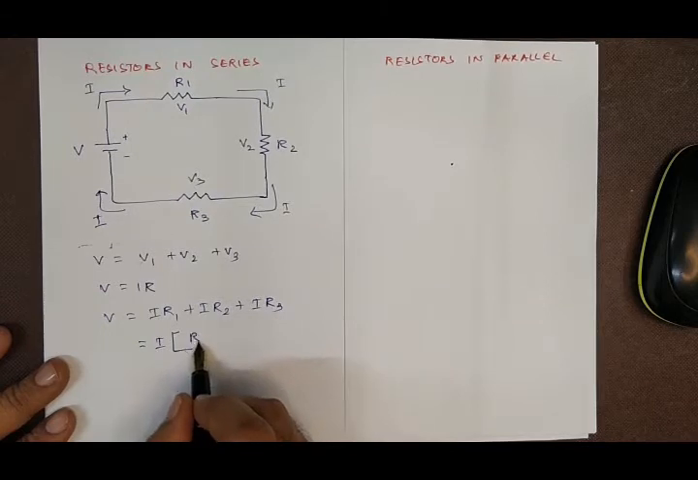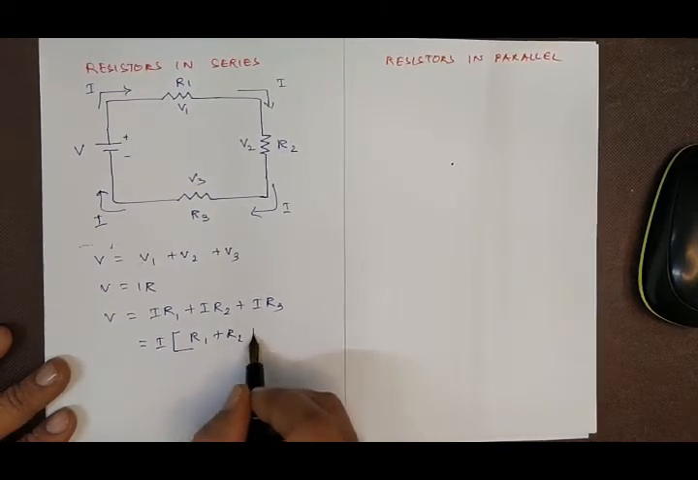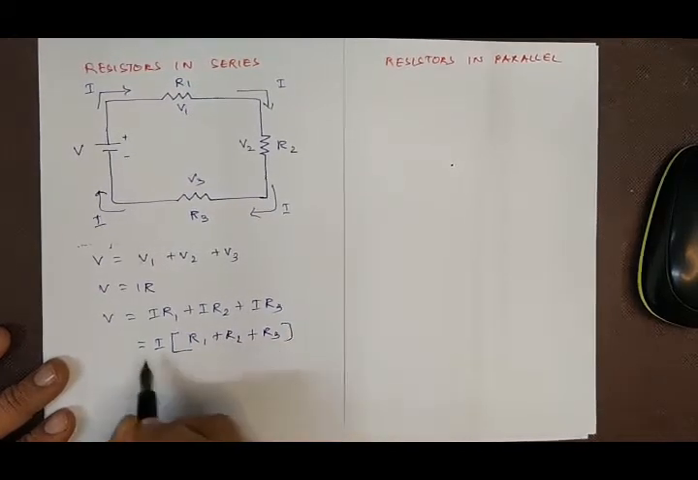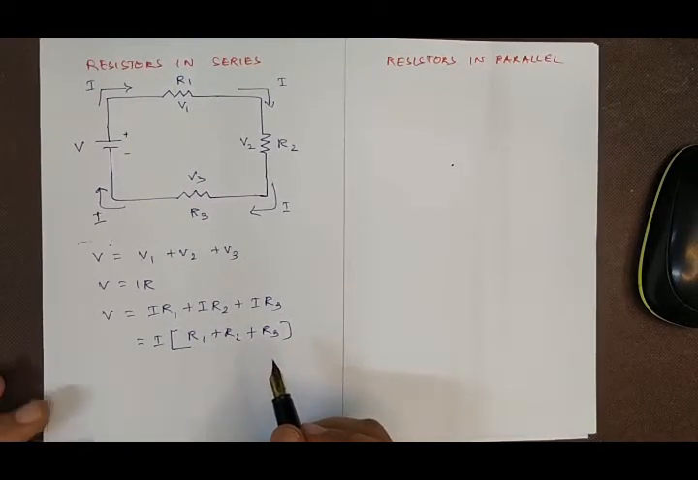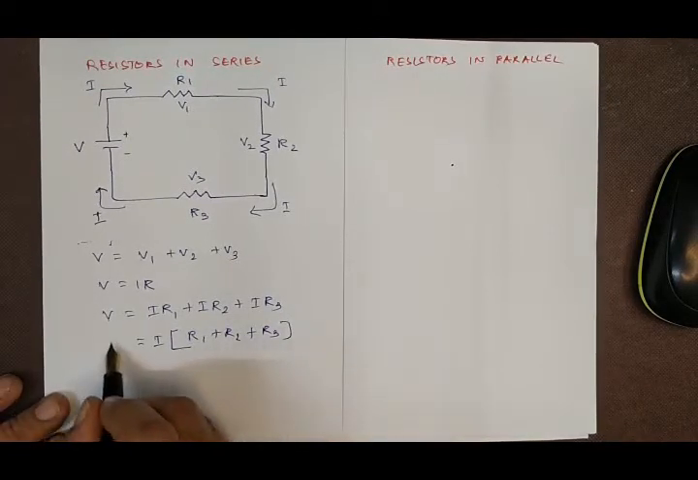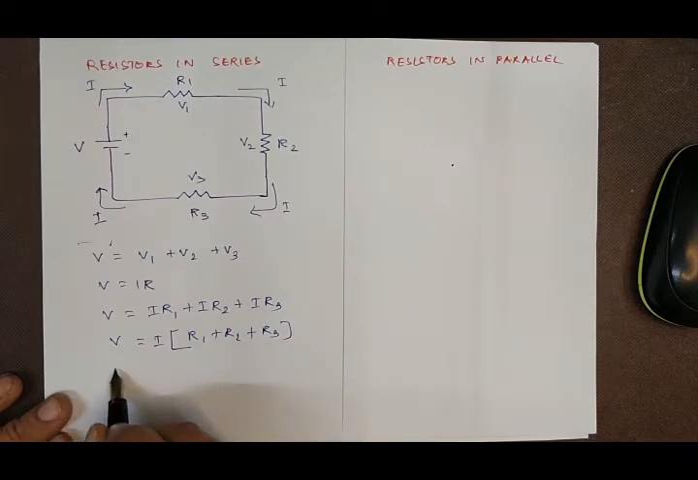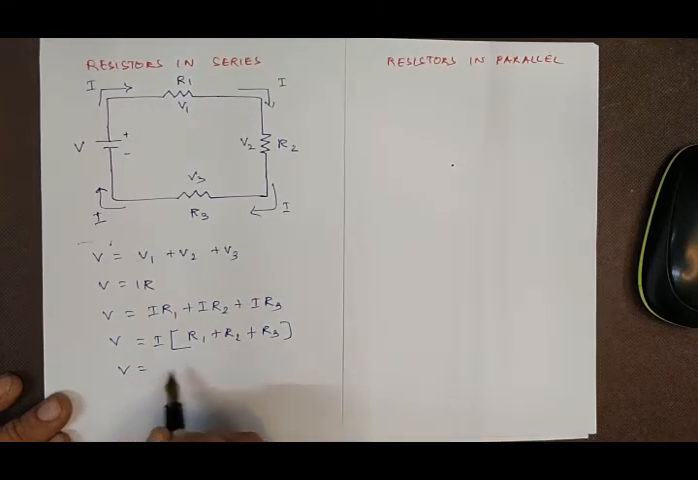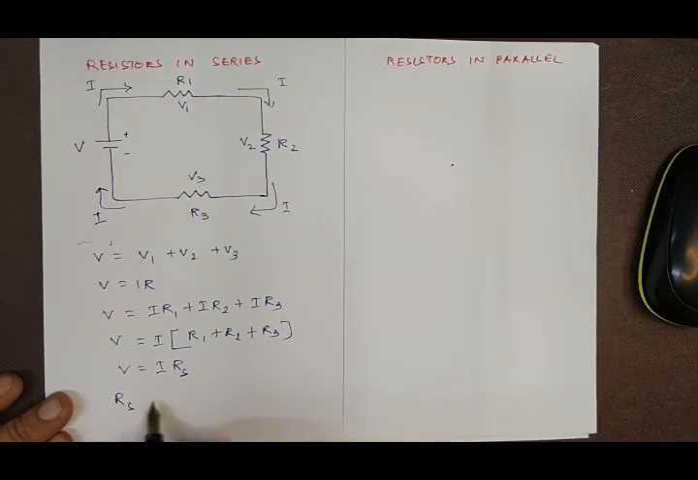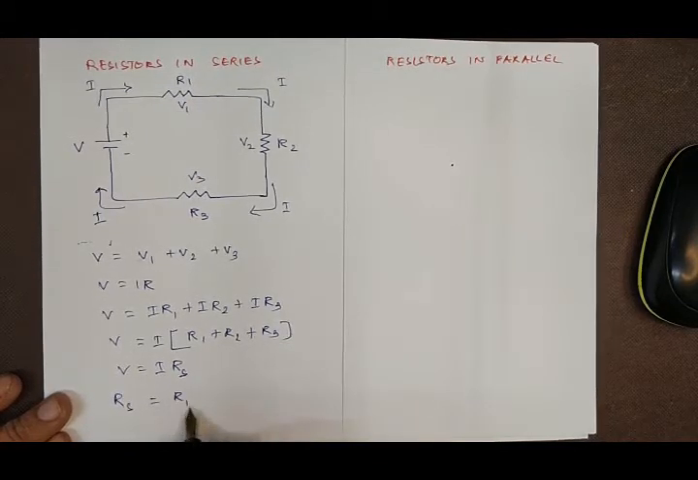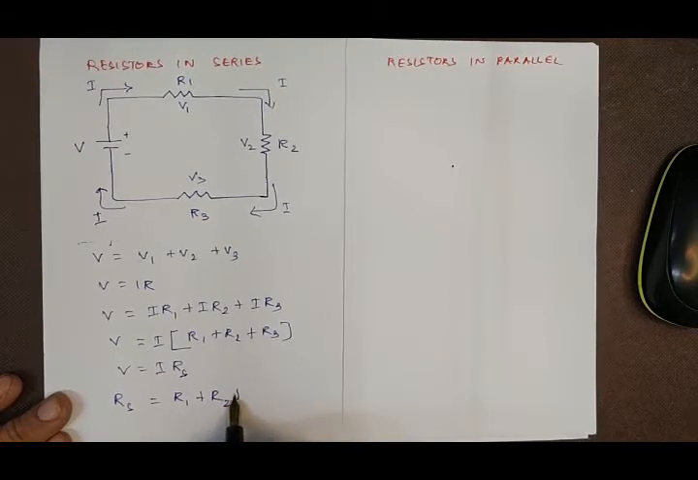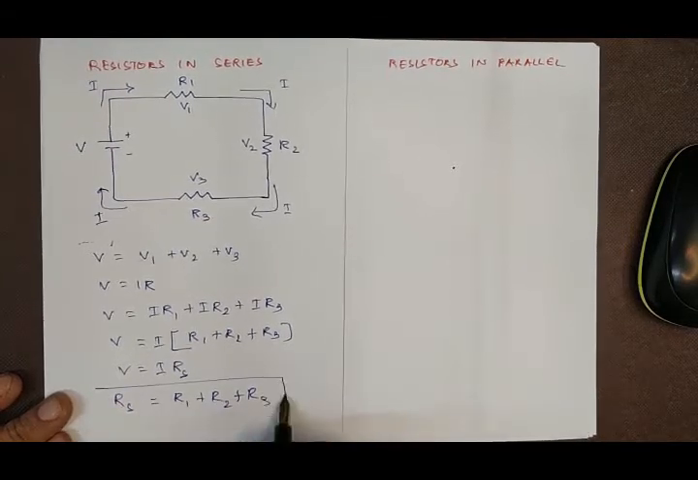So R1 plus R2 plus R3. So I into R1 plus R2 plus R3. So this is V. So V is equal to I, we can put RS. It means RS is equal to R1 plus R2 plus R3. So resistance in series.